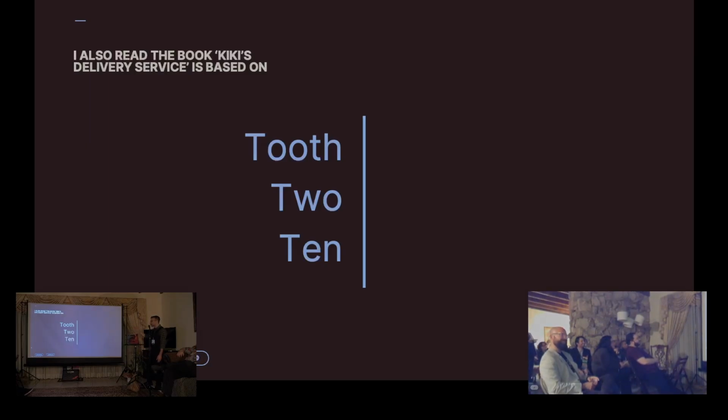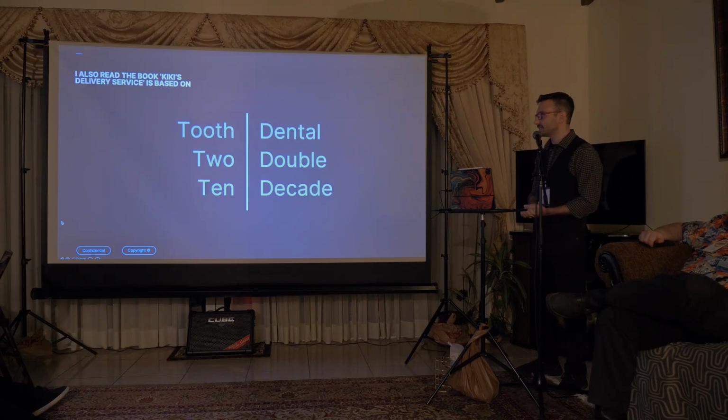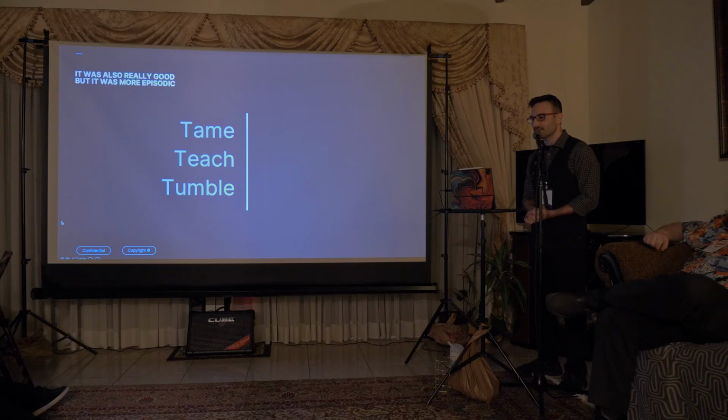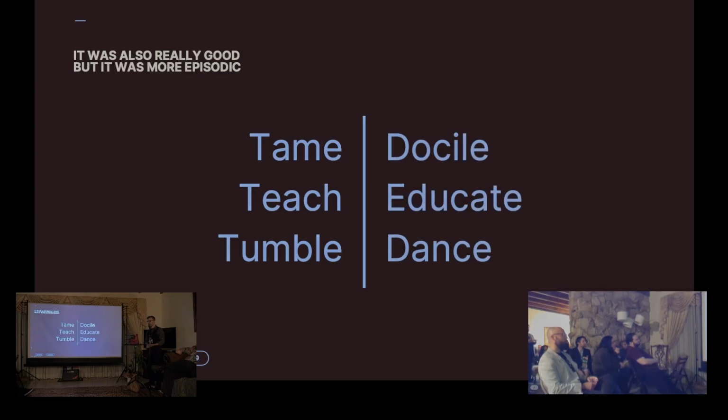So we have two and ten. The letter T shifted from a D. So that means that we got other words like dental, double, and decade. Another one is we have tame, teach, and tumble. And these are cognate with the words docile, educate, and dance.